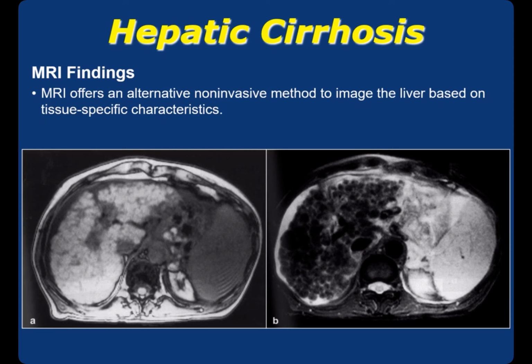MRI offers an alternative non-invasive method to image the liver. In the MRI image, we can also see the nodularity of the liver parenchyma, and also the atrophy of the right lobe, and the splenomegaly of the spleen, and also ascites, and the dilated vessels.